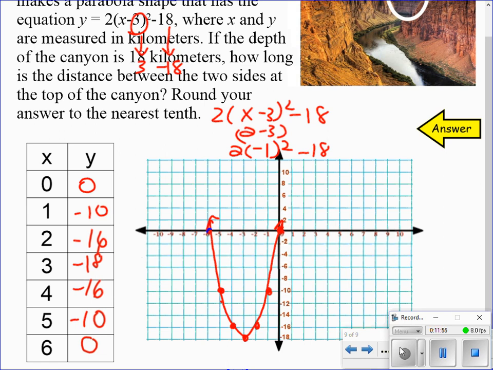Now I was asking how far apart is the canyon, the distance between the two sides of the canyon. Well, here's the top of the canyon, here's the other top of the canyon. How far apart is that? That is 6 kilometers apart. So they're 6 kilometers apart. This is how we translate quadratics.